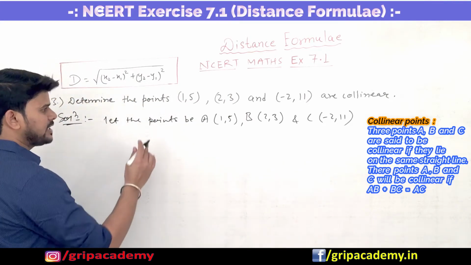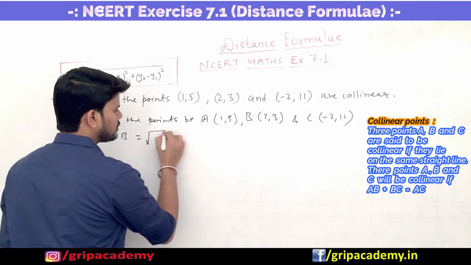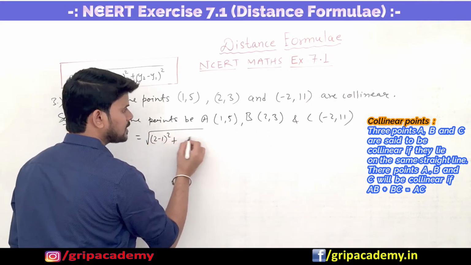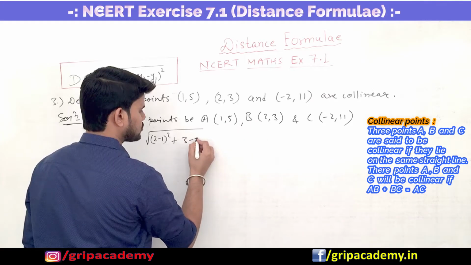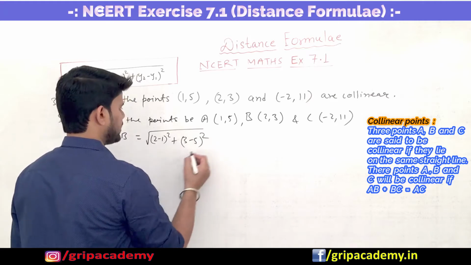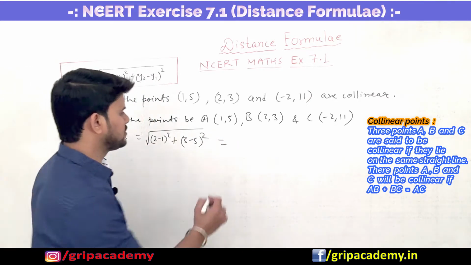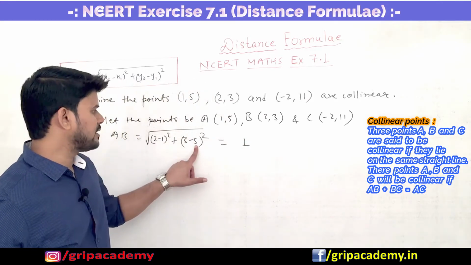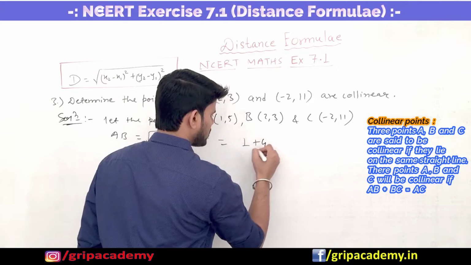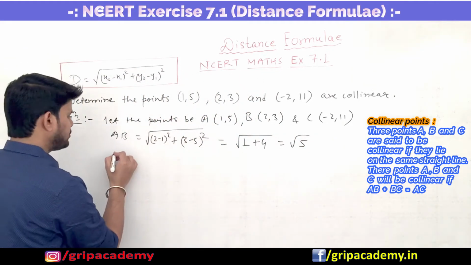Okay. So let's find the distances. AB will be under root of 2 minus 1 whole square plus 3 minus 5 whole square, x2 minus x1 whole square plus y2 minus y1 whole square. That is nothing but 2 minus 1 is 1. So 1 square is 1. 3 minus 5 is minus 2. So minus 2 square is how much? 4. So plus 4. So how much we are getting? Root 5. Okay. Let's find BC now.